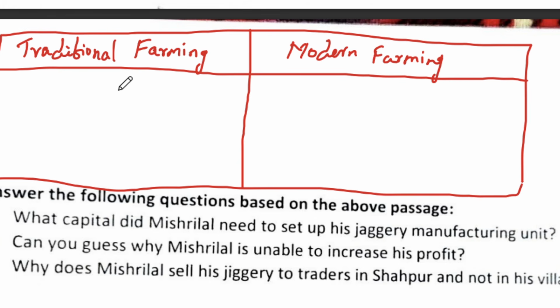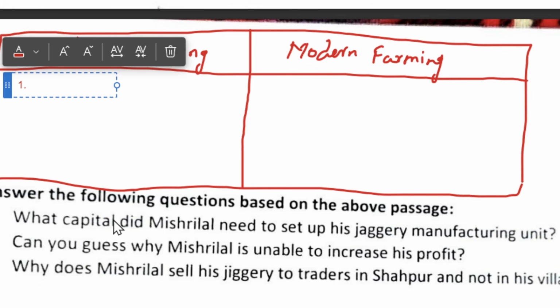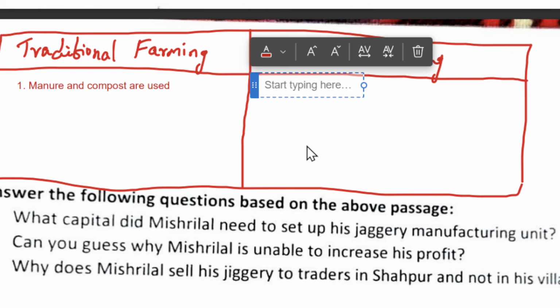Okay, you always write in points. Then only it will be easy for your teacher to correct and give you points. Okay, so I will write in points one by one. So first point, manure and compost are used. Here, is it visible, students? Okay. Involves the uses of chemical fertilizers.